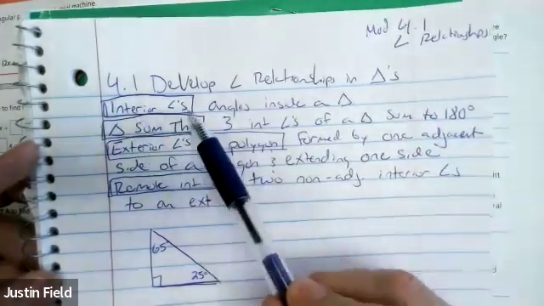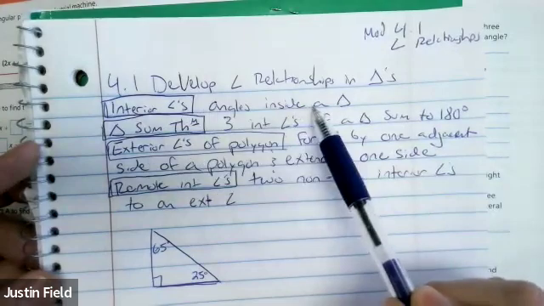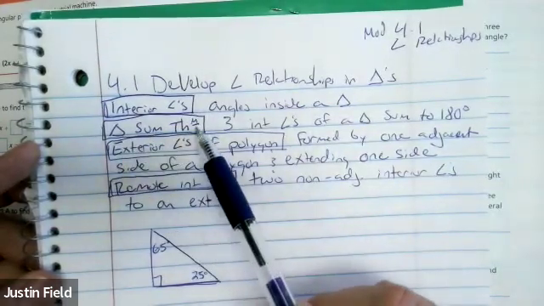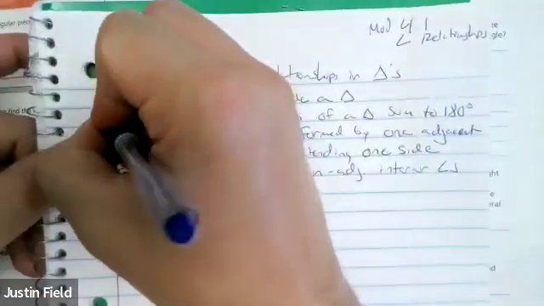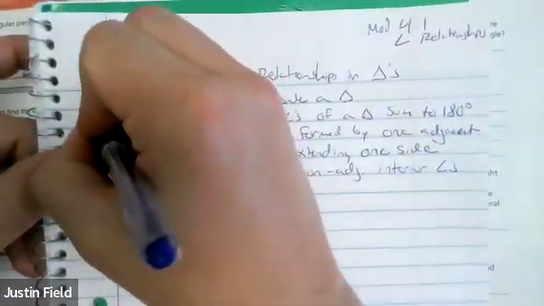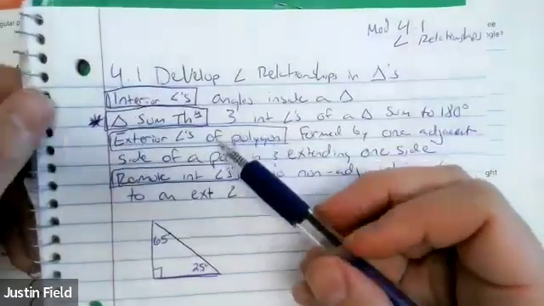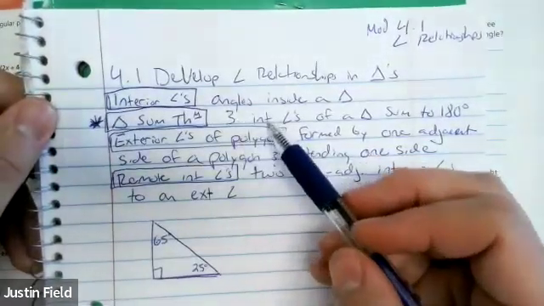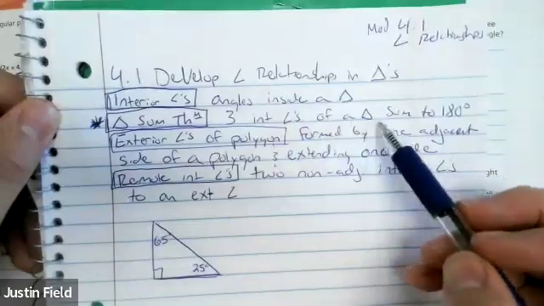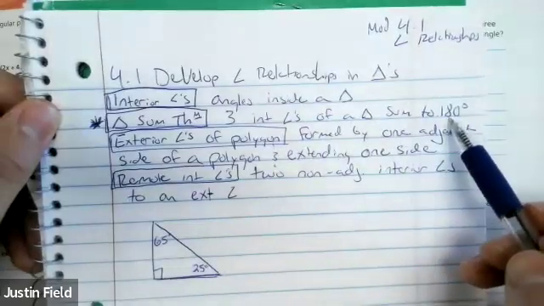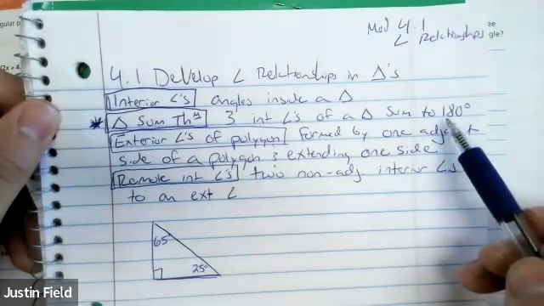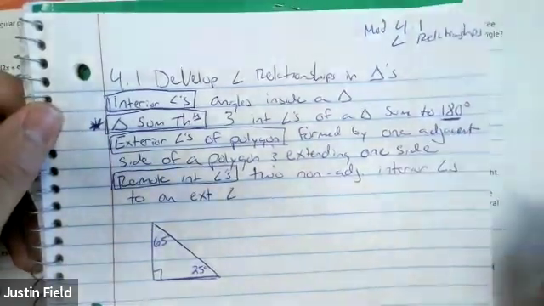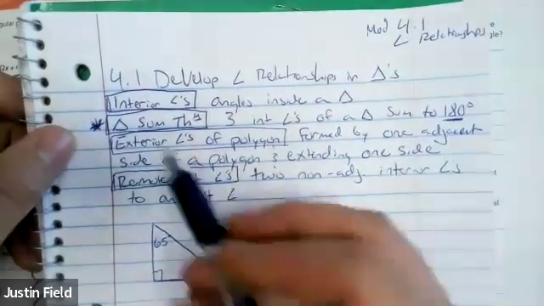We talk about interior angles, angles inside a triangle, the triangle sum theorem. Let's put a star by this one. It's so important. It's going to get us a lot of places. The 3 interior angles of a triangle sum to 180 degrees. The 3 angles inside a triangle add up to 180 degrees.